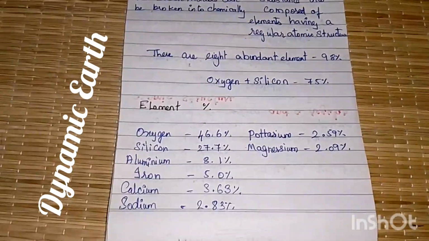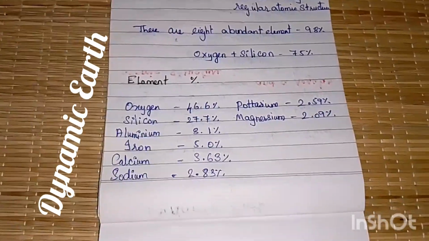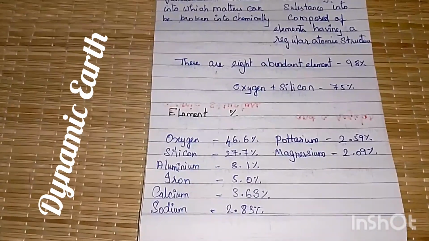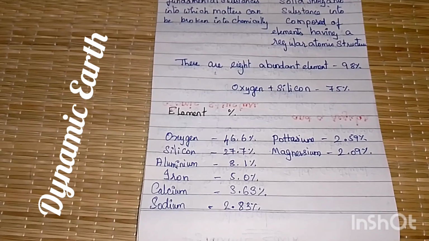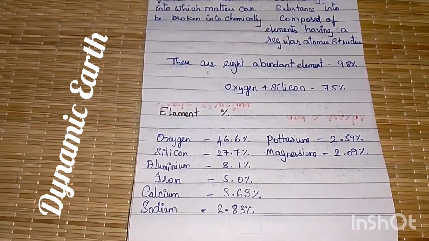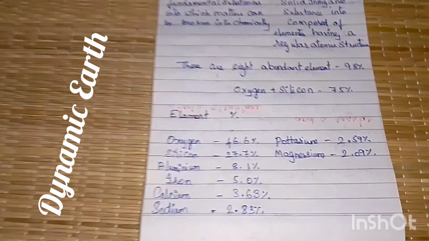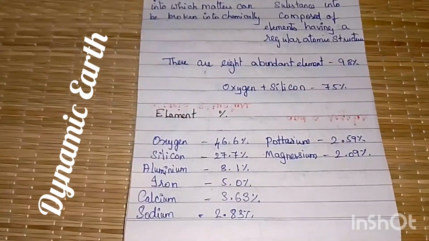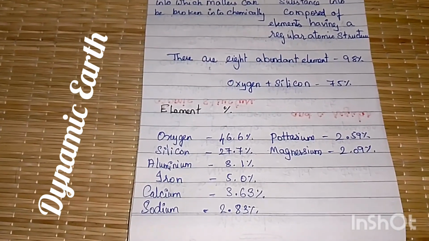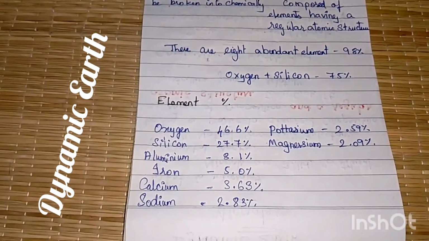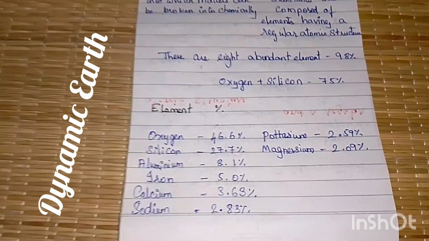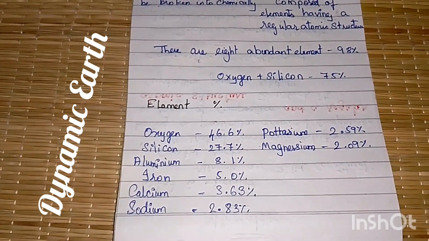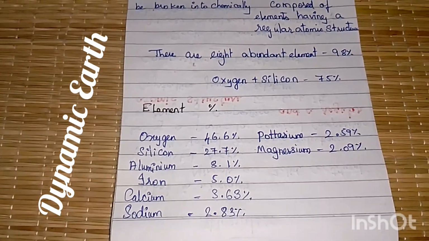Individually, oxygen has 46.6 percent of the total mass of the earth. We all know that 21 percent of the earth's atmosphere is oxygen, and oxygen is also abundant in the earth's crust, which has 46 percent. It is a huge amount, but you can't separate that oxygen and breathe it, because it is combined with other minerals to form oxide ores.